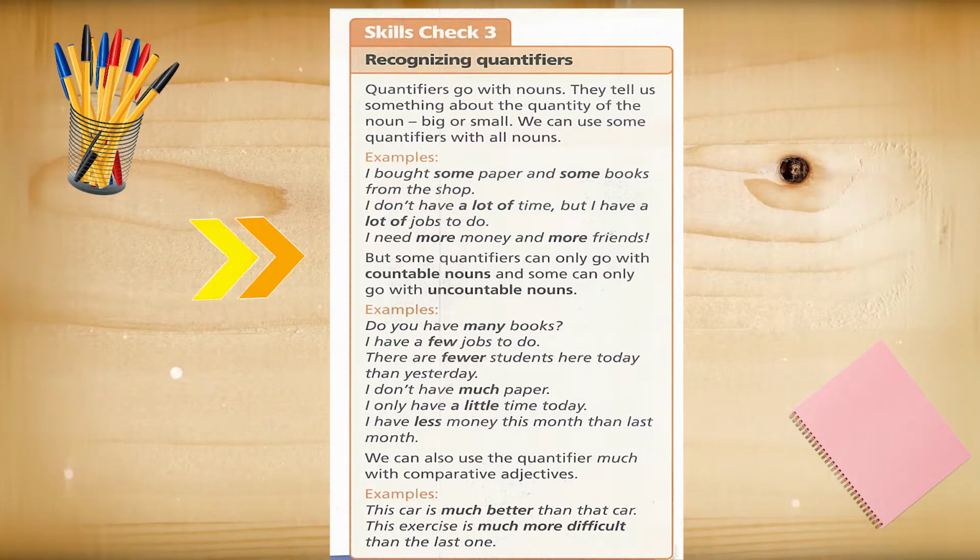But some quantifiers can only go with countable nouns and some can only go with uncountable nouns. Examples: do you have many books? I have a few jobs to do. There are fewer students here today than yesterday. I don't have much paper. I only have a little time today. I have less money this month than last month.